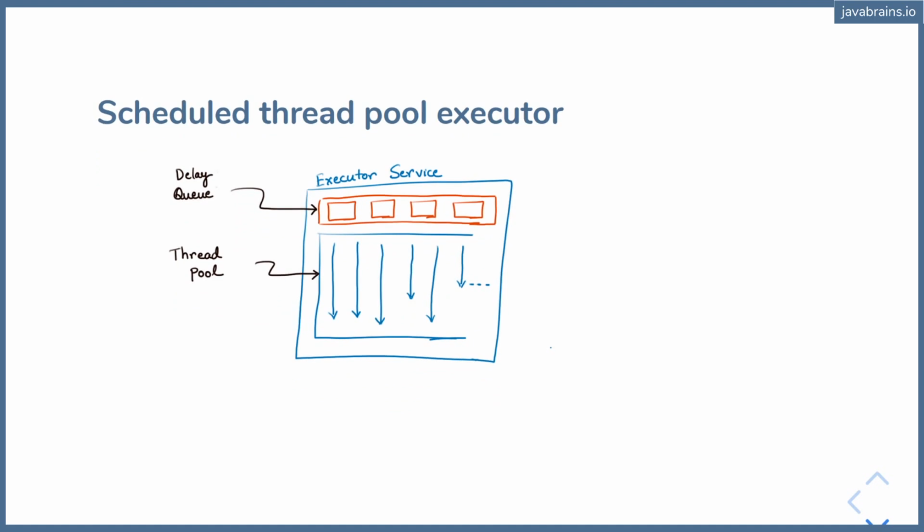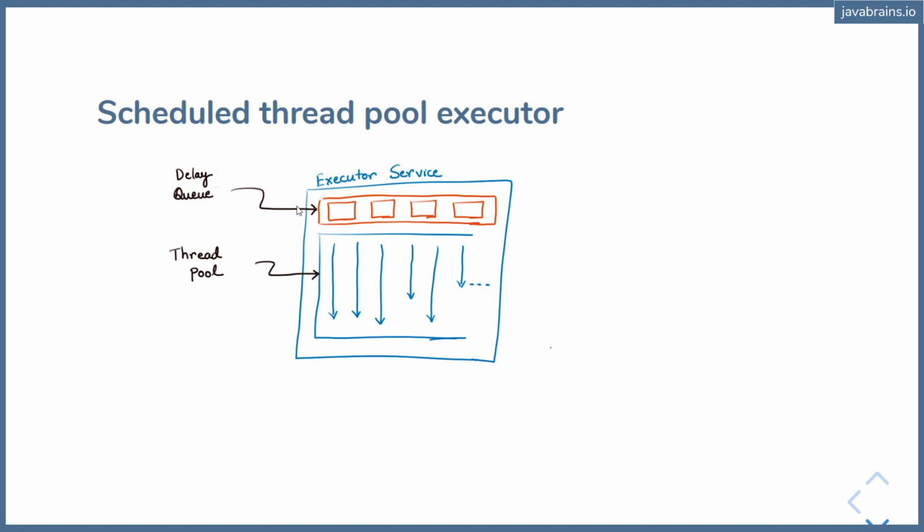The scheduled thread pool executor is interesting in the sense that this also has a queue, but this is something called a delay queue. A delay queue is a special type of priority queue. A priority queue is where you have a bunch of elements in a queue, but then it's not always first in, first out. Each element has a priority in itself. It's like something is high priority, something is low priority. What decides the priority is different.